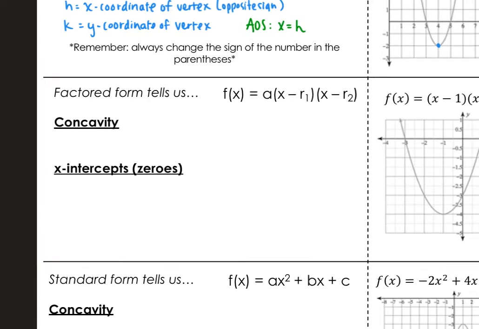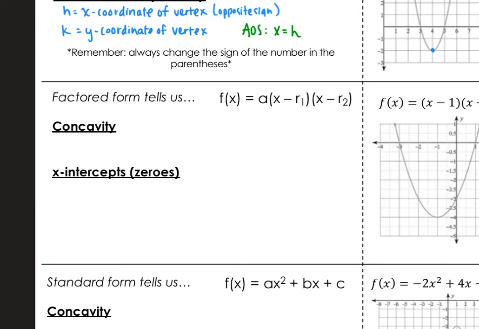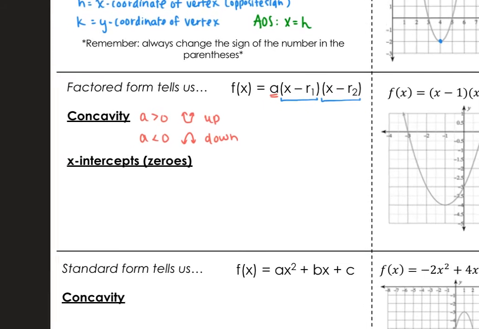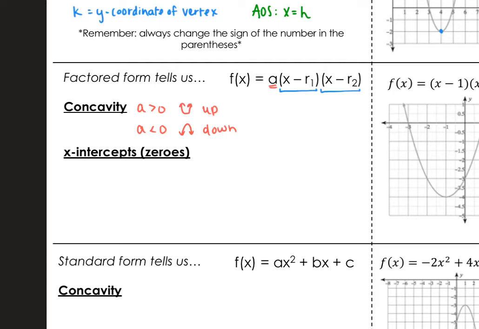All right, now let's take a look at factored form. So factored form is f of x equals a, parentheses, x minus r1 and x minus r2. So again, factored form is going to tell us the concavity. It's the same rule as before. So if a is greater than 0, we know it's concave up. And if a is less than 0, we know it's concave down. And then we're going to use something that we learned in the previous unit. We're going to basically use zero product property to solve for our x-intercepts or our zeros.